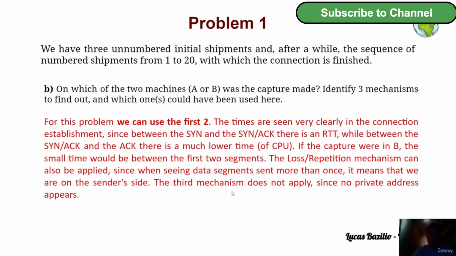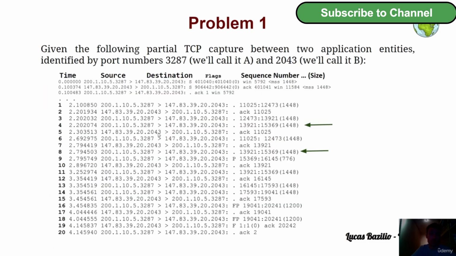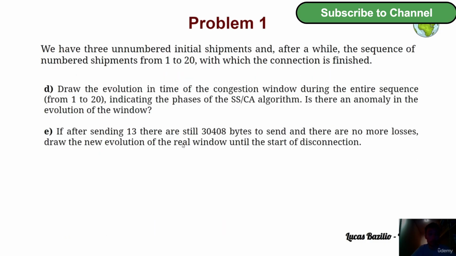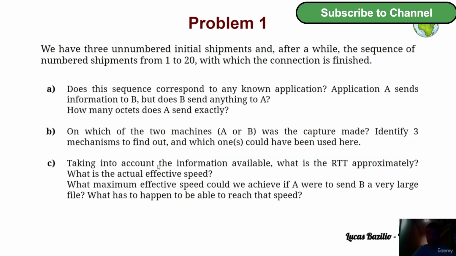Finally, the third mechanism, as we discussed before, cannot be applied in this case, since we have no private addresses appearing in this TCP dump. As we can see in this trace, there are no private addresses. All of the addresses that we see there are public addresses, so we cannot apply this third mechanism. But we can apply the first two. And with both mechanisms, of course, we arrive at the same conclusion, that the capture was made in the machine A. Very well, with this, we end the solution to this question B of the problem 1.